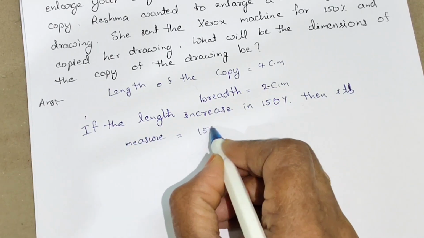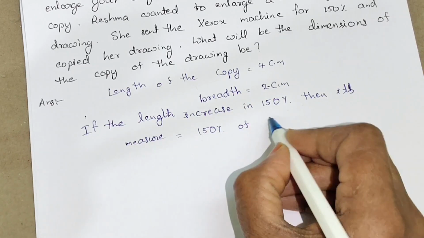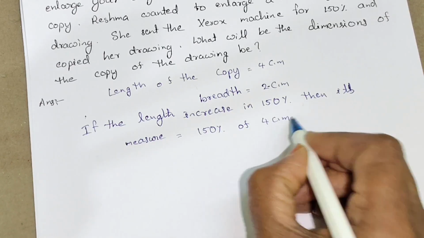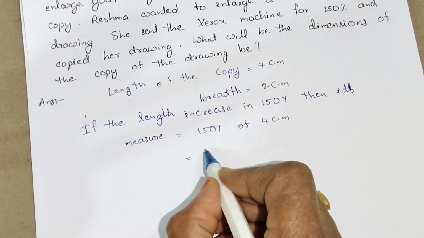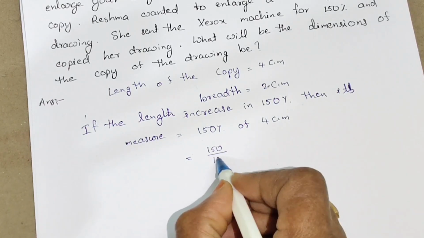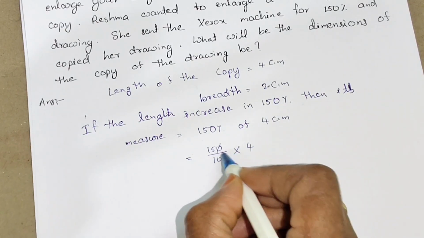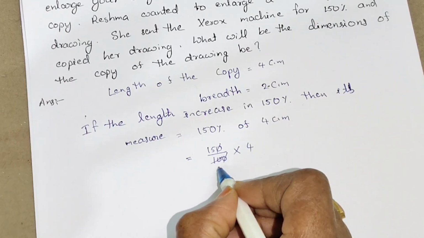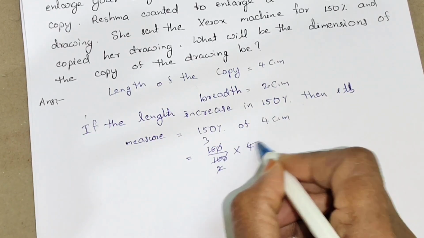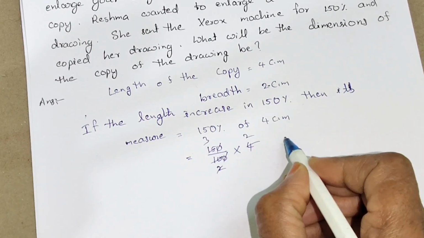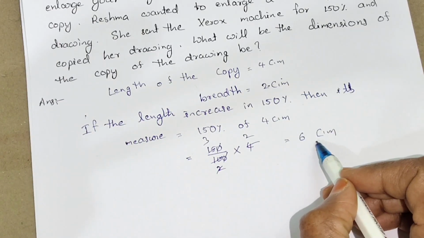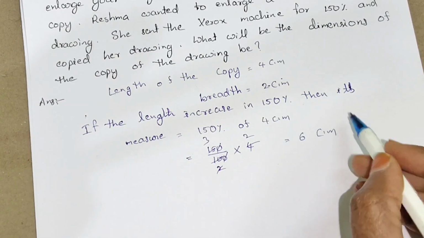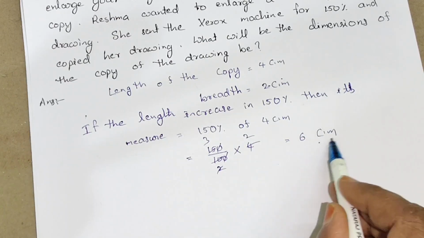Now here 150 percentage of length, which is 4 centimeters. 150 percentage of 4 centimeters means here reduce the percentage symbol: 150 by 100 into 4. Here 0 0 get cancelled. Here 5 2s are 10, 5 3s are 15, 2 1s are 2, 2 2s are 4, 3 2s are 6 centimeters. Here units is centimeters, we write the centimeters. 6 centimeters is the length. Increasing after length is 6 centimeters.